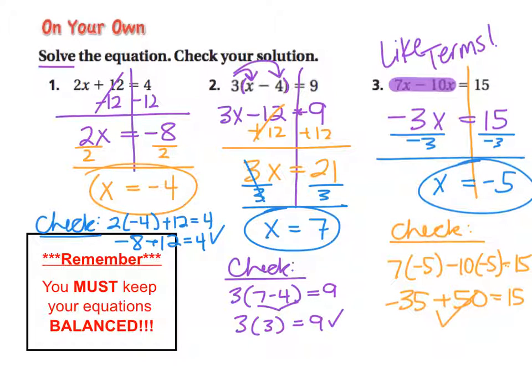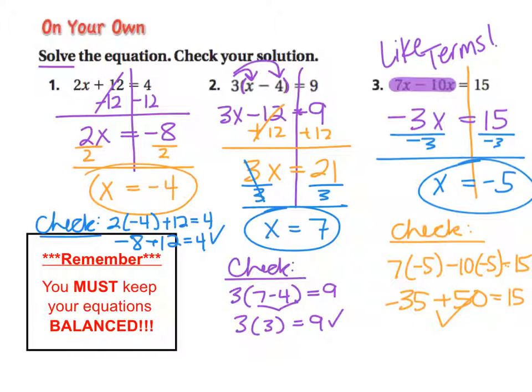So you'll notice that for number 1, we undid the adding by subtracting, and then we undid the multiplying by dividing. And I ended up with x equals 4. I checked my work and I was correct. Number 2, I gave you the hint to distribute first. So we changed our problem into 3x minus 12 equals 9. Undid the subtraction, undid the multiplication, x equals 7.